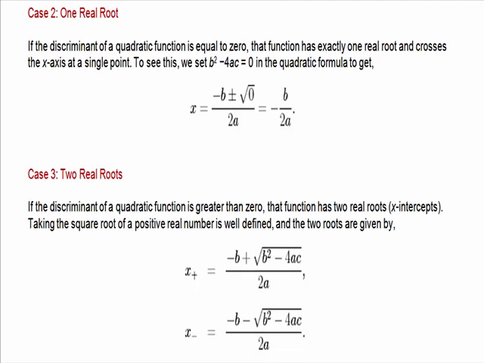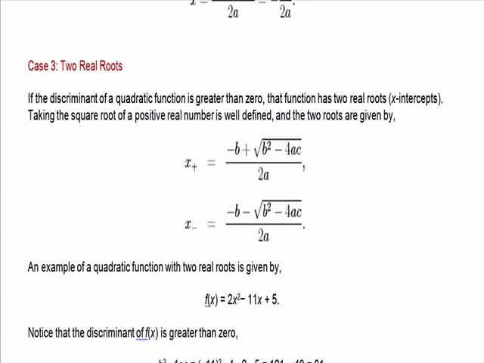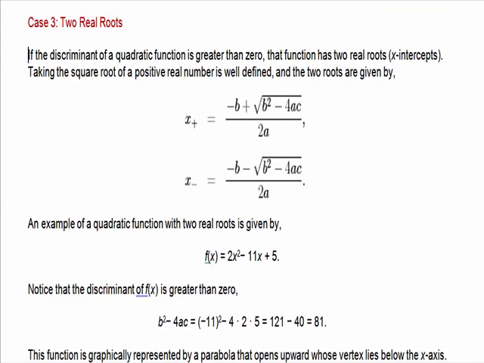Lastly, let's take a look at case 3, two real roots. If the discriminant of a quadratic function is greater than 0, the function is going to have two real roots, or x-intercepts, or zeros if it's a function. Taking the square root of a positive real number is well defined, and the two roots then would be given by negative b plus the square root of b squared minus 4ac over 2a, and negative b minus the square root of b squared minus 4ac all over 2a.